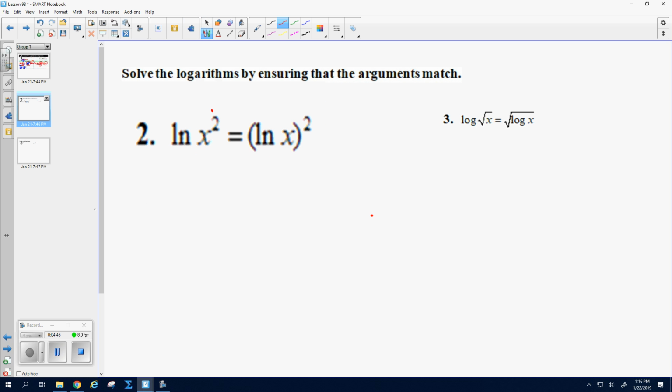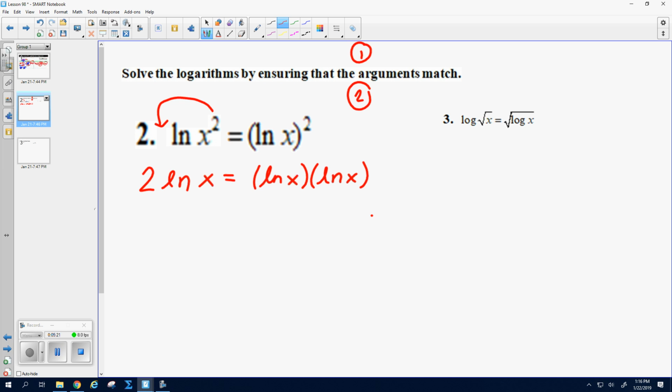So the first thing I can do is move this exponent into the front, and I get 2 ln of x. And I can also rewrite the right-hand side. I'm squaring the entire thing, so this is the same as the ln of x times the ln of x, because I'm squaring the whole log, not just the x. So technically now what I did is I made the arguments match. Every single argument is x, x, and x. Okay? So that's step 1, make the arguments match.